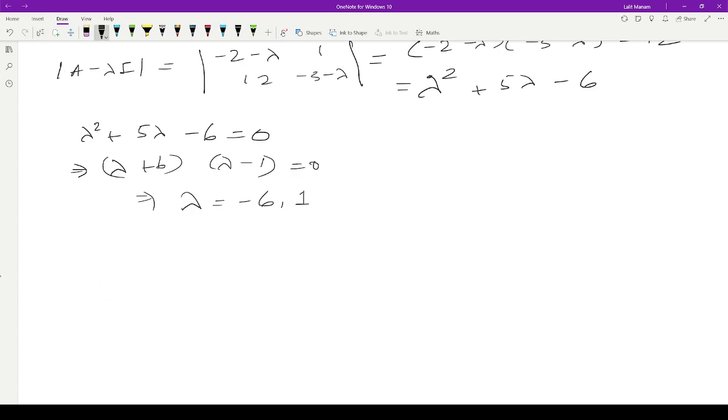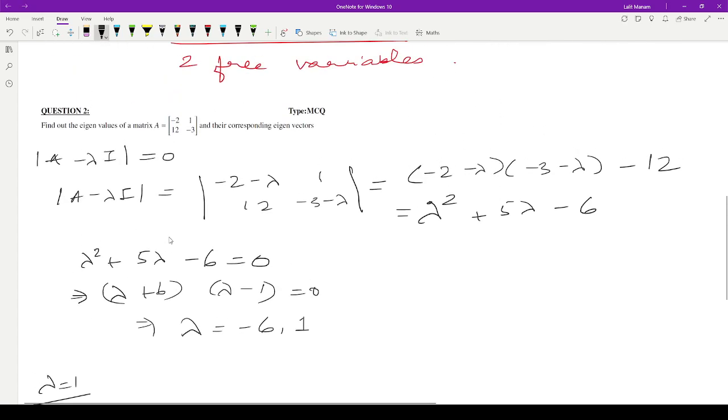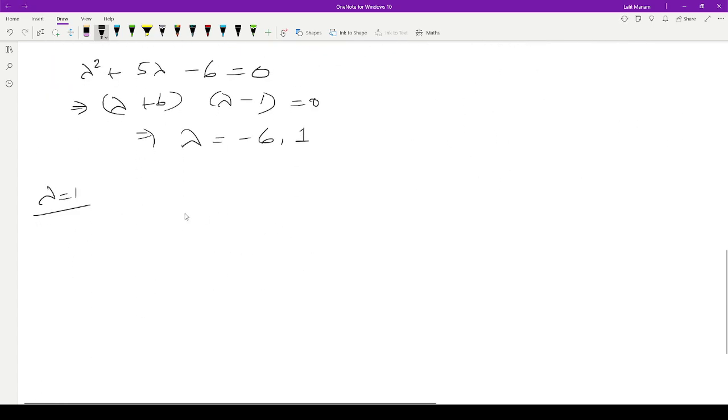Now we want to find the eigenvectors. So we first look at lambda equals 1. For lambda equals 1, if we write the same equation, Ax equals lambda x, or maybe we can just write it as A times v1 is equal to lambda 1 times v1, where lambda 1 equals 1.